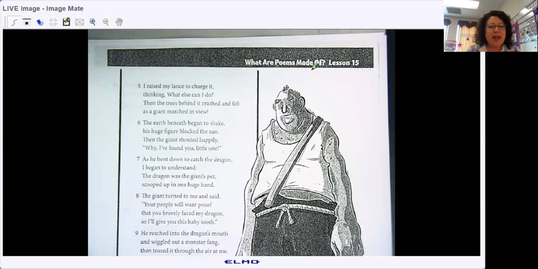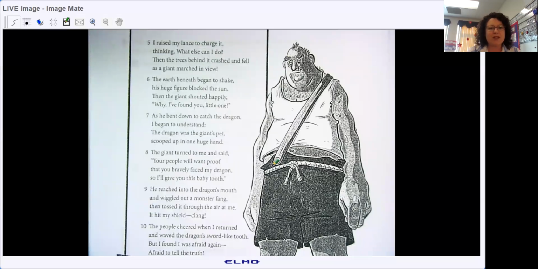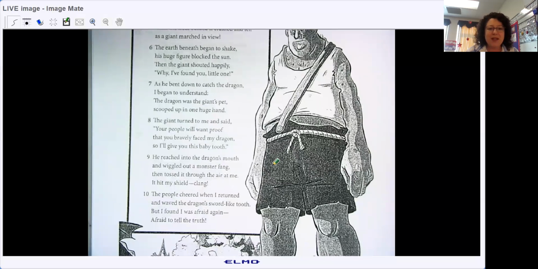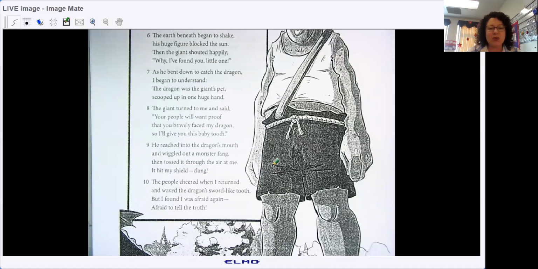I raised my lance to charge it, thinking, what else can I do? Then the trees behind it crashed and fell as a giant marched into view. The earth beneath began to shake. His huge figure blocked the sun. Then the giant shouted happily, why, I found you, little one. As he bent down to catch the dragon, I began to understand the dragon was the giant's pet. And scooped up in one huge hand, the giant turned to me and said, your people will want proof that you bravely faced my dragon, so I'll give you this baby tooth. He reached into the dragon's mouth and wiggled out a monster fang, and then tossed it through the air at me. It hit my shield, clang! The people cheered when I returned and waved the dragon's sword-like tooth. But I found I was afraid again, afraid to tell the truth.